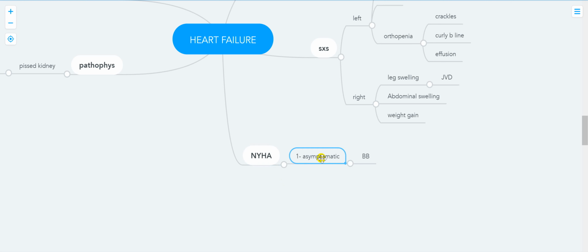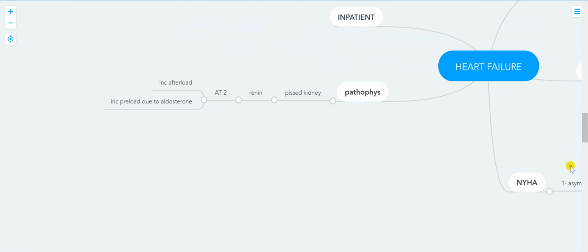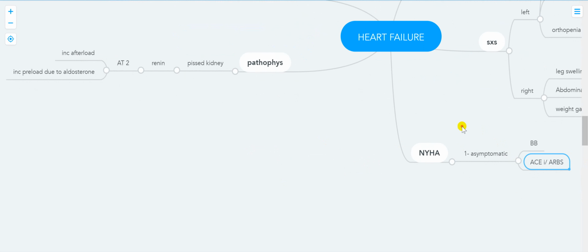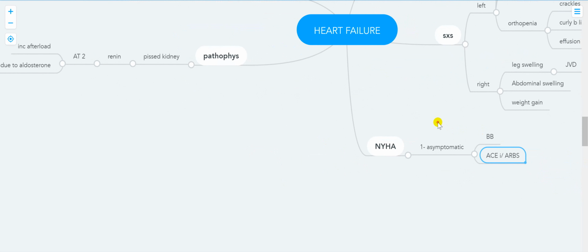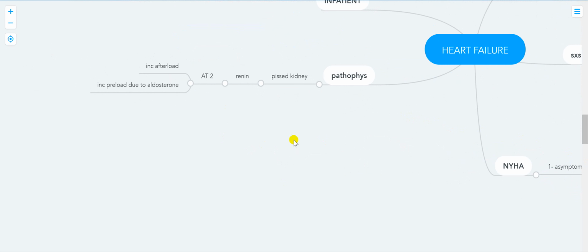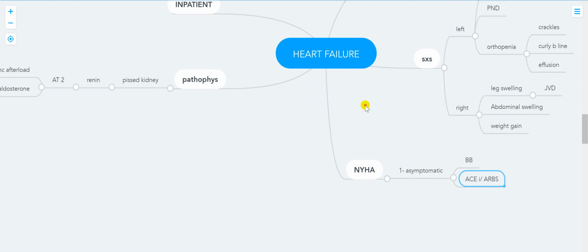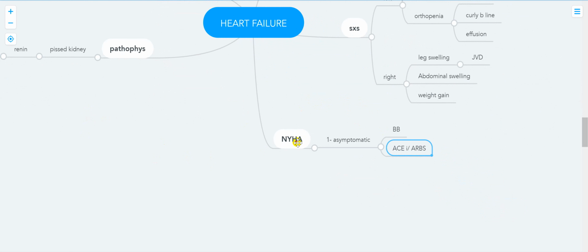And we can also add ACE inhibitors or ARBs. Excellent. So this is the asymptomatic stage. They have heart failure but only mild symptoms, even mild shortness of breath. The ACE inhibitor basically inhibits angiotensin, so it decreases the burden on the heart. So that's what we do.